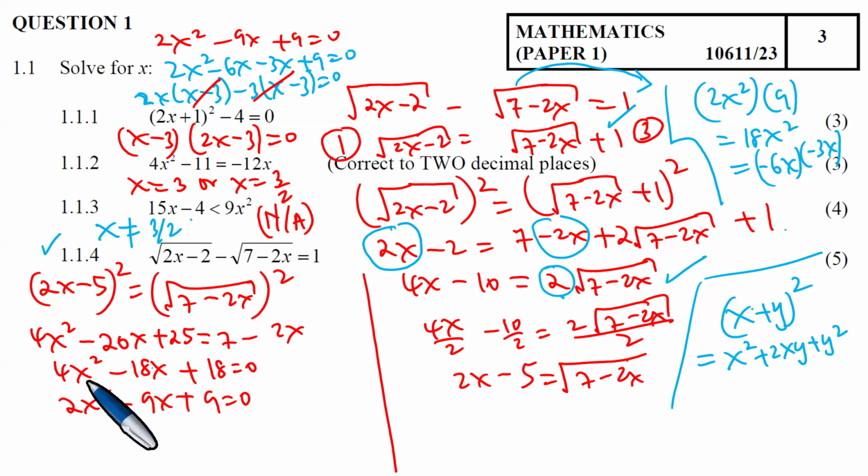And now you can divide through by 2 here, because 2 goes into 4, 2 goes into minus 18, 2 goes into 18, and you get this. Then you just need to factorize the 2x squared minus 9x plus 9. You factorize and get x equals 3, or x equals 3 over 2. So that is the answer.